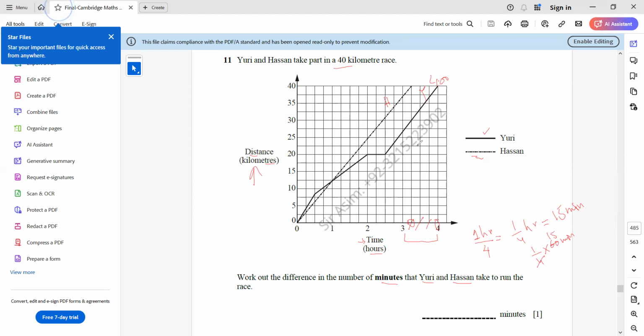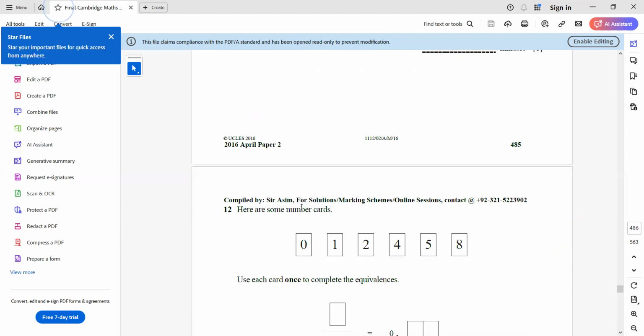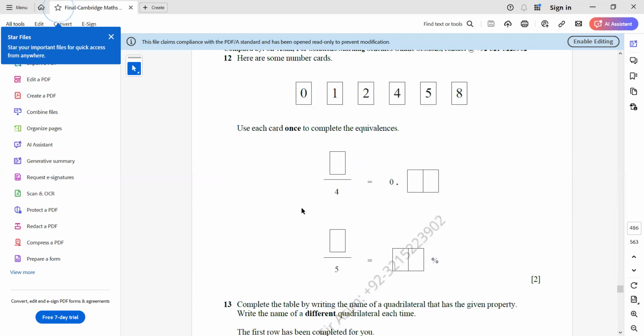So Hassan is finishing over here, which is 3:15. So the time difference between 3:15 and 4 is 45 minutes. So this is how you do this question. Okay. Then it is the next question. Here are some number cards 0, 1, 2, 4, 5, 8. Use each card once to complete the equivalences.